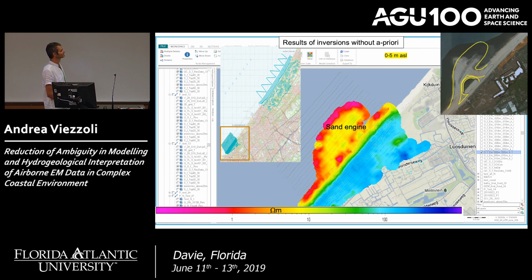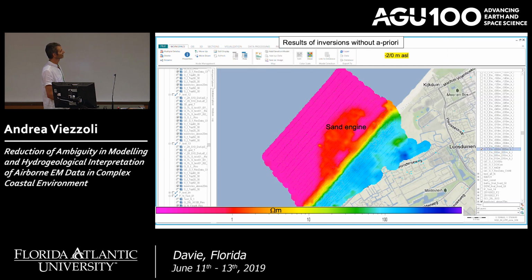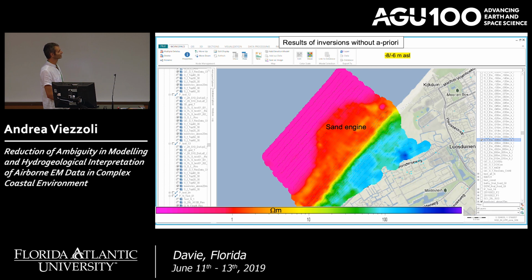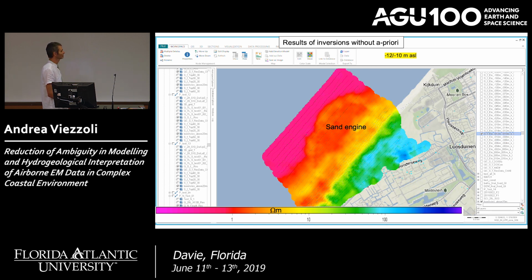I'm going to show you the results of a smooth inversion, which we tend to use the most in this case, and we're going to slice through different elevations. This is where we have the sand engine here, and we're just above sea level. These are conductivity scales, so red is conductive. Then we slice through, and you can see the salt front coming in at different elevations. It doesn't always progress parallel to the coast at the same rate.